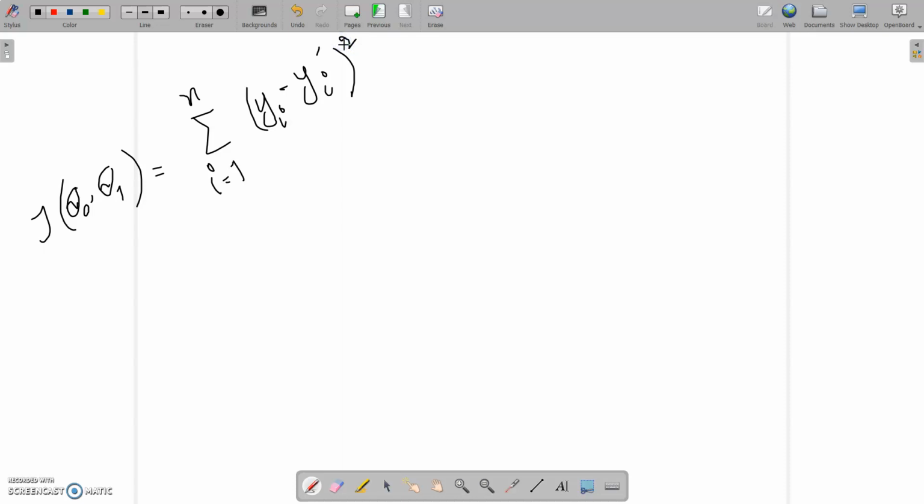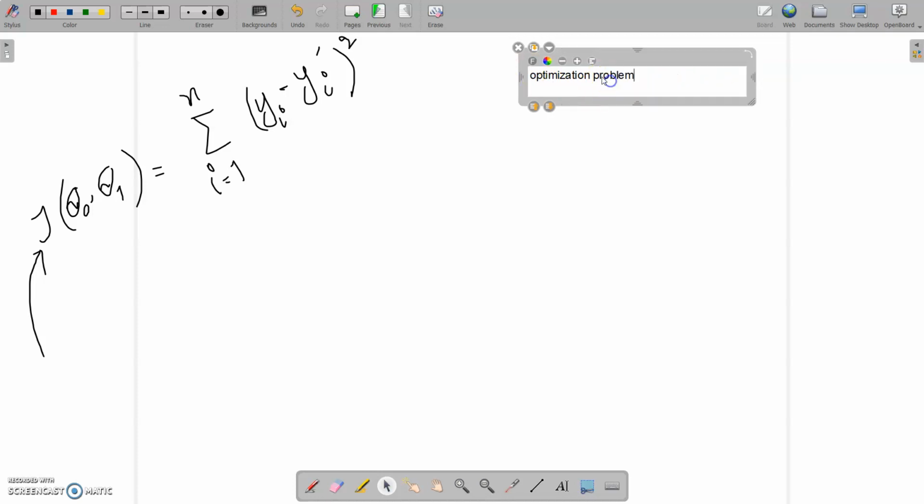We want to minimize it. We want to find certain values of theta 0 and theta 1 for which I have the minimum value of this function. Okay, this is called an optimization problem. There are many different approaches to optimize something.